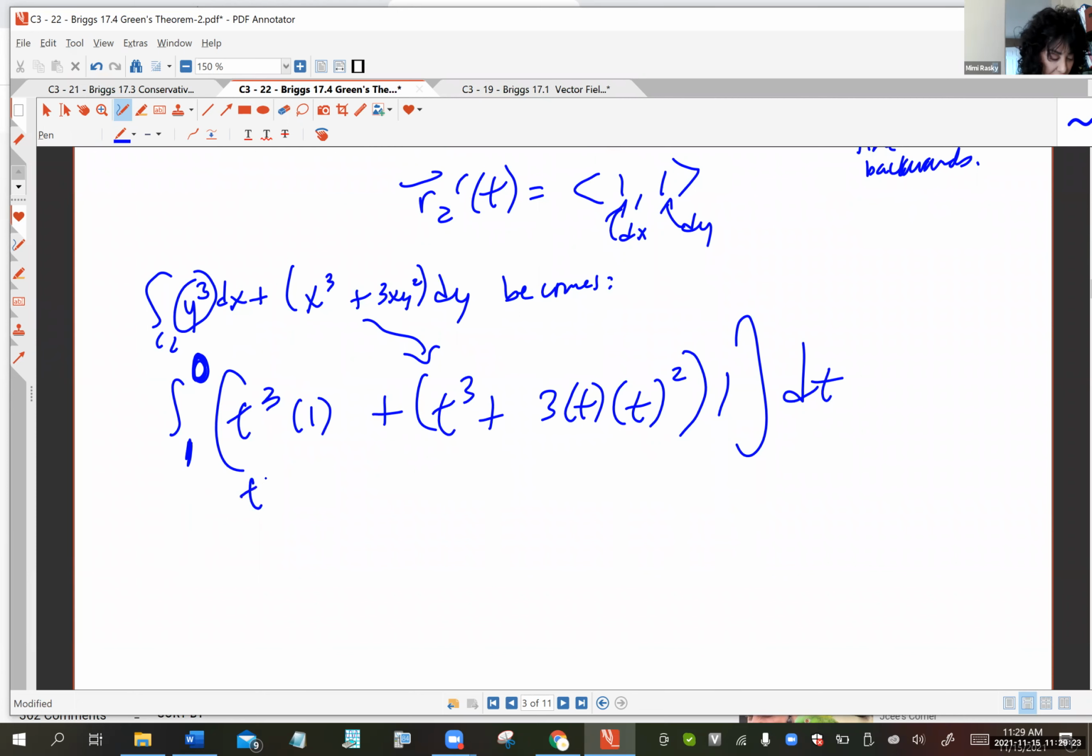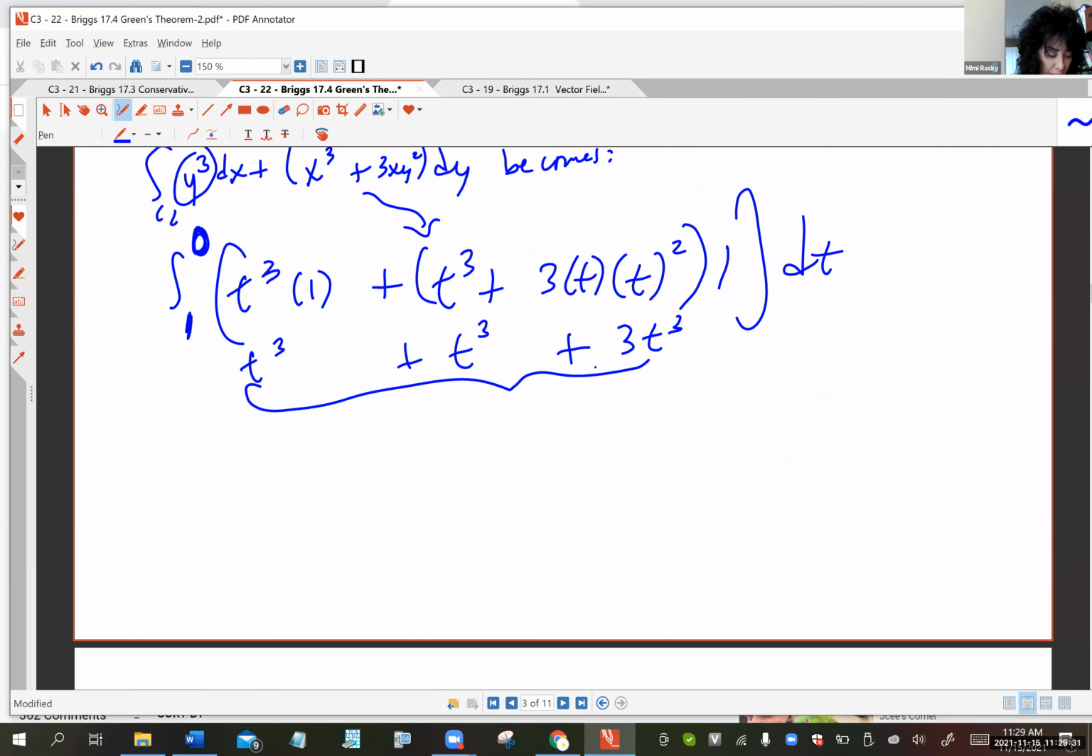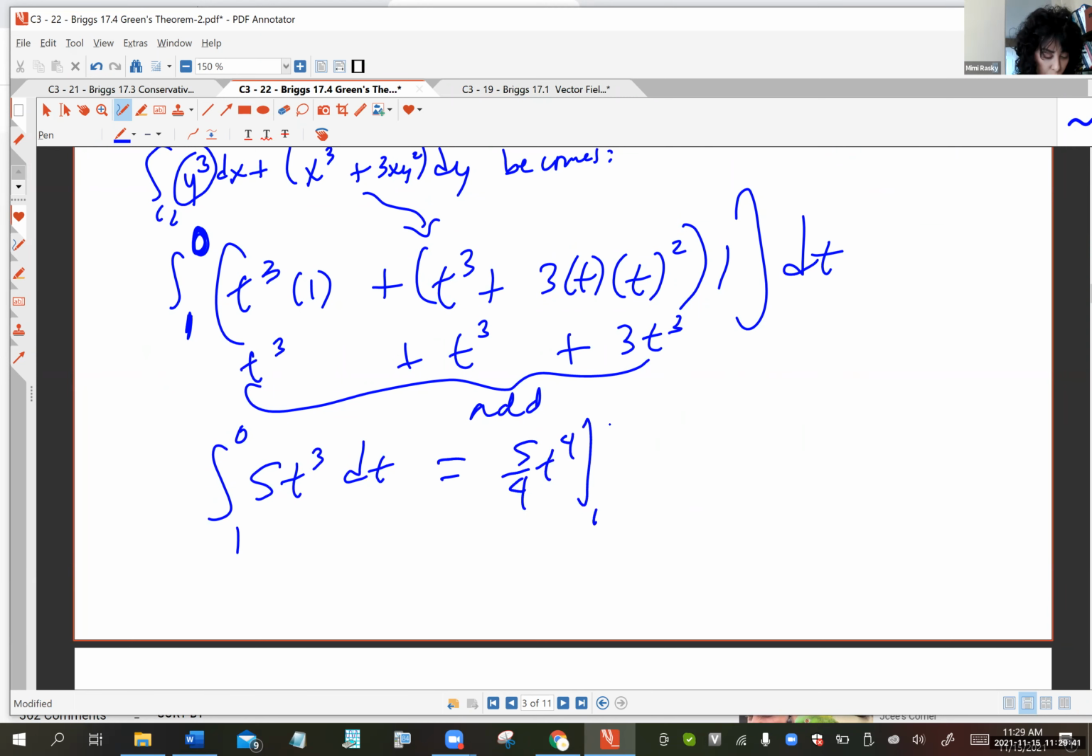I'm going to clean this up a little bit because I want to add like terms. It turns out that all 3 of these terms are t cubed terms. So how about we add them all together, and then we only have to worry about 1 term to integrate. Oh, nice. 5t cubed. And then that integral is 5/4 t to the 4th, where we're going from 1 to 0. Careful here. So you're going to get 0 minus 5/4. So negative 5/4 is the answer.